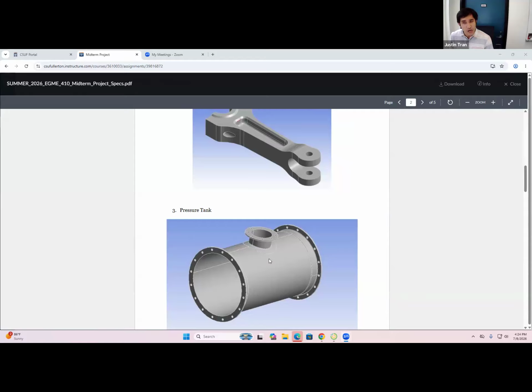If you're able to load those into SolidWorks and make modifications to the geometry, you can do that as well. Although that's going to be a little bit of extra work compared to just changing the boundary conditions and the material properties. But yes, absolutely, you can do that as well.